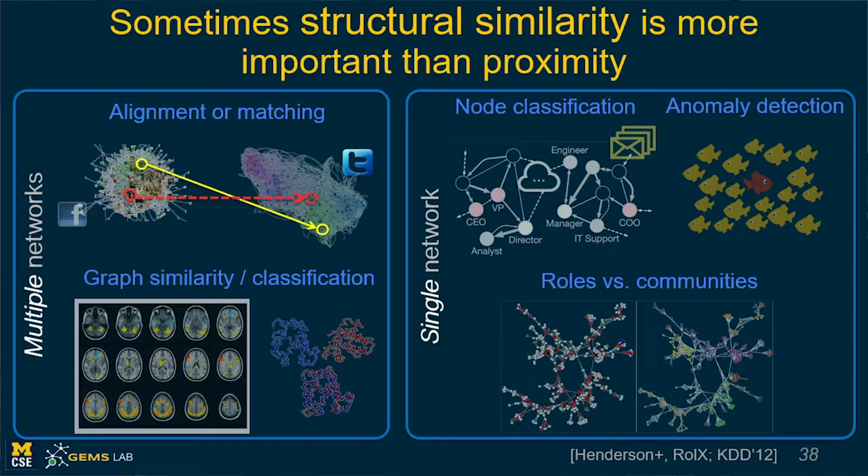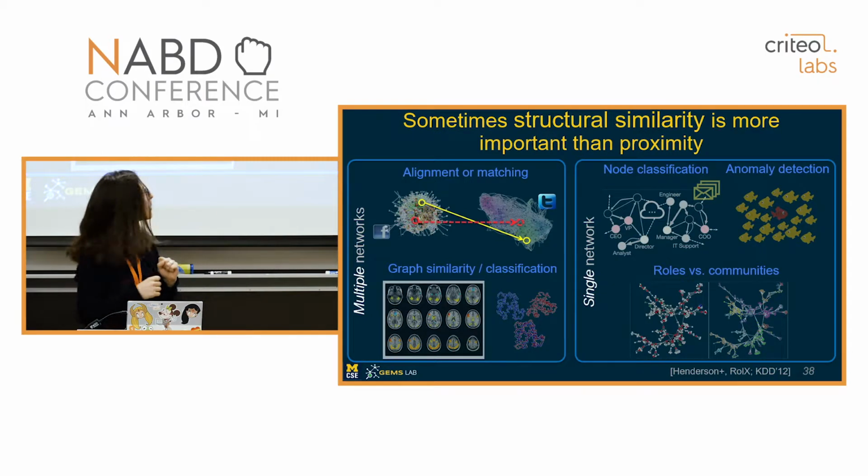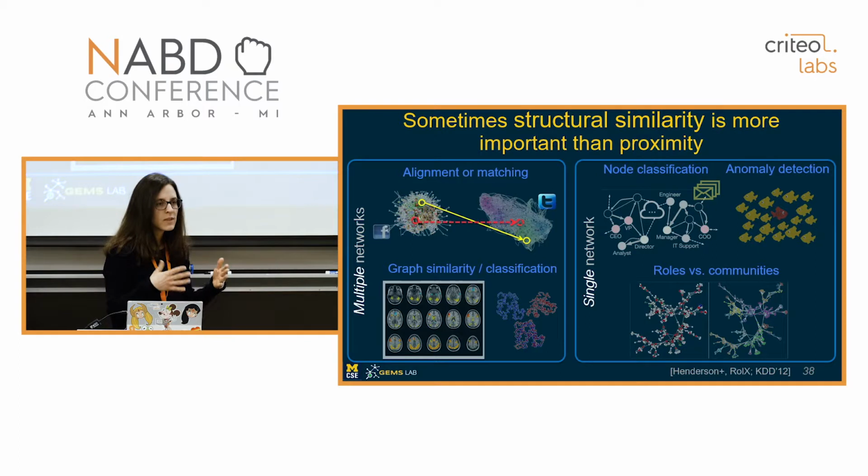However, I will argue that sometimes structural similarity is more important than proximity. Right? And there are tasks that need structural similarity that involve multiple networks. For instance, I need to learn representations that can generalize across networks. I cannot just preserve similarity within a network alone. And this comes up in alignment. Actually, a student of mine, Mark Hyman, is going to give a talk about this later today, in graph similarity and classification and many other tasks. And even within a single network, sometimes structural similarity is more important. And this comes up in classification, in anomaly detection, in role discovery, and more. And I'll give you some examples later on.